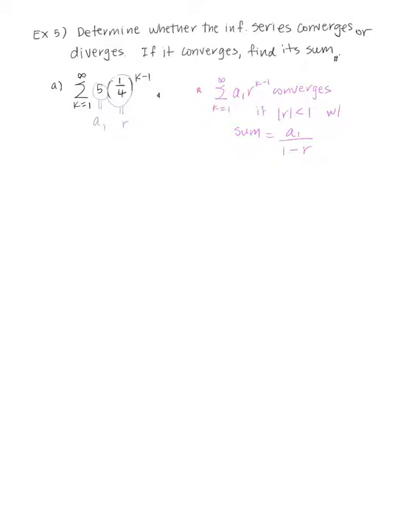So let me just write that out. We have a sub 1 equals 5, and the absolute value of r is the absolute value of 1/4, which is 1/4. Last time I checked, 1/4 is less than 1. So according to the theorem, the series converges. That's my shorthand notation for converges. So that means we should be able to compute the sum.